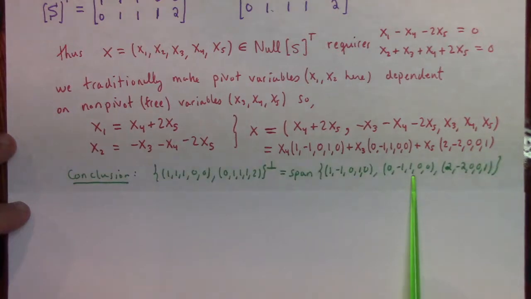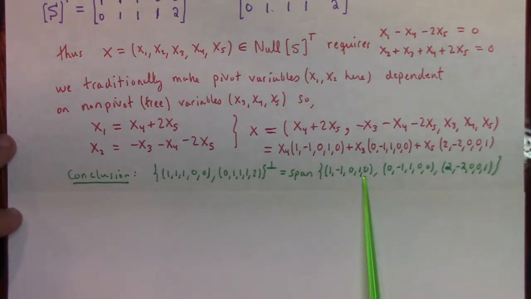And then this one, dot that one, clearly 0. How about this one, dot that one? I get 2 minus 2. Yeah. Anyway, you can sort through it. The dot product of any one of these with any one of these is 0, which is what we want.